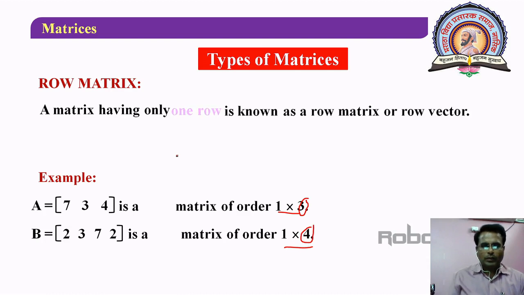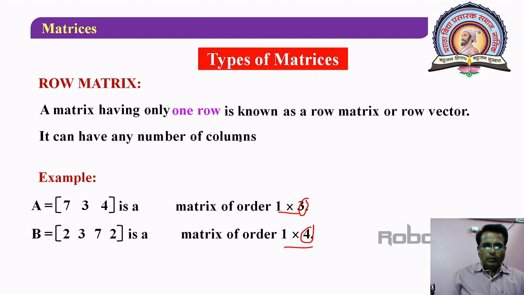So that's why we will observe that here it can have any number of columns. Here 3 or here 4 columns are there, but since it has only one row, both A and B are row matrices. Is that clear?